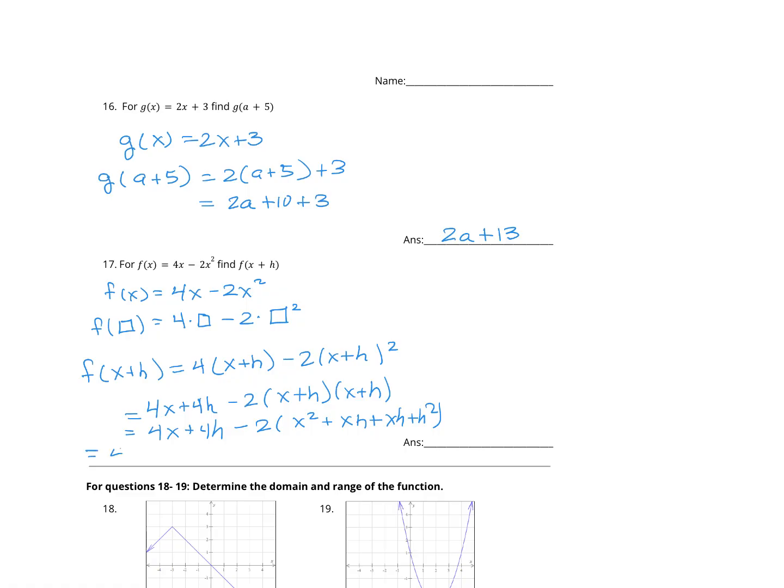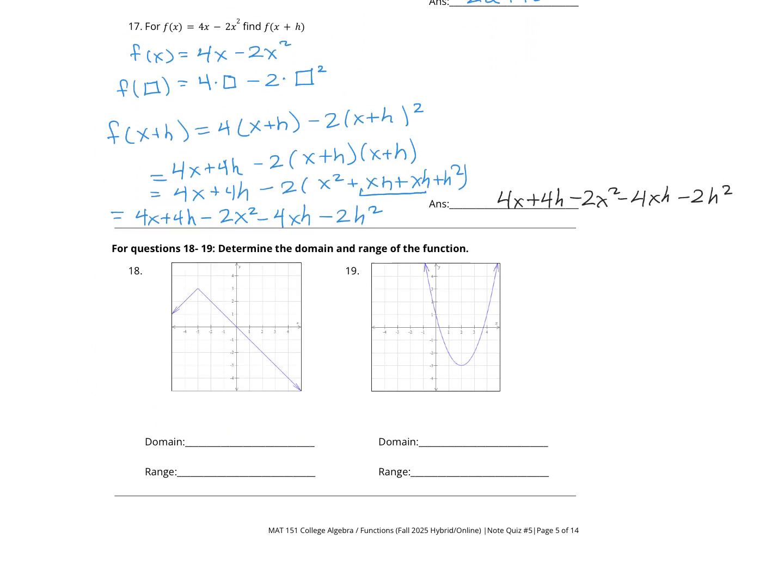Running out of space, that's 4x plus 4h minus 2 times x squared. The inside terms combine to make 2xh, times that extra -2 makes minus 4xh minus 2h squared. So that's what you get for that function: 4x plus 4h minus 2x squared minus 4xh minus 2h squared. And in coming weeks, we'll be doing something with these.